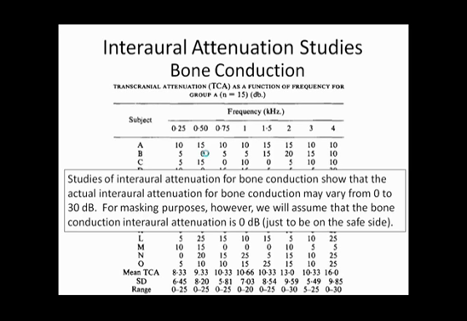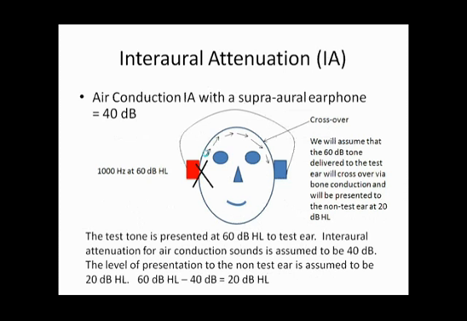Okay, and I think I just said this. Studies of interaural attenuation for bone conduction show that the actual interaural attenuation for bone conduction may vary from 0 to 30 dB. For masking purposes, however, we will assume that the bone conduction interaural attenuation is 0 dB, just to be on the safe side. Interaural attenuation for air conduction, we're going to assume that it is 40 dB.